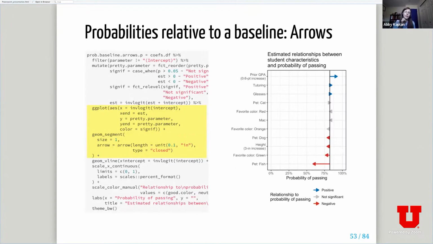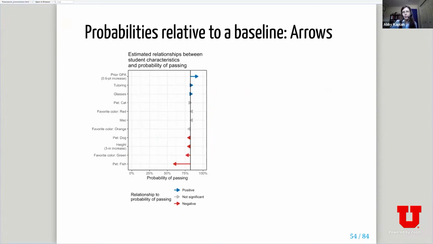Real quick, one variation on this kind of plot, if you really want to emphasize the direction of the effects, is instead of plotting dots and lines, we could replace those dots with arrows. So this graph here is the same thing, except instead of a dot, we've drawn an arrow where the base of the arrow is at that baseline, at that vertical line, and the head of the arrow goes to the point estimate. So we've given up showing the confidence interval, but now we're really emphasizing that prior GPA is good, that having a pet fish is bad. So the nice thing about this is it emphasizes the direction of the effect.